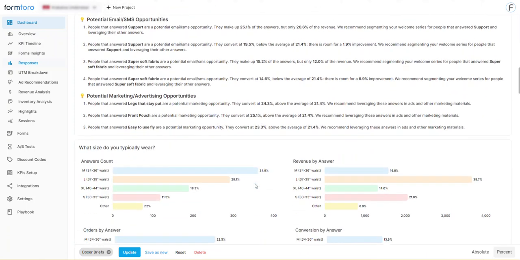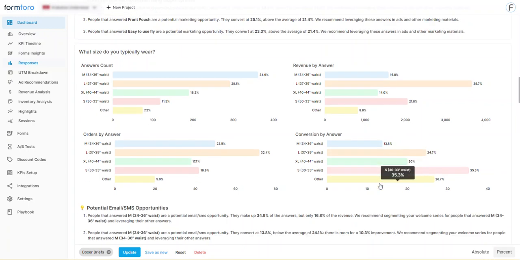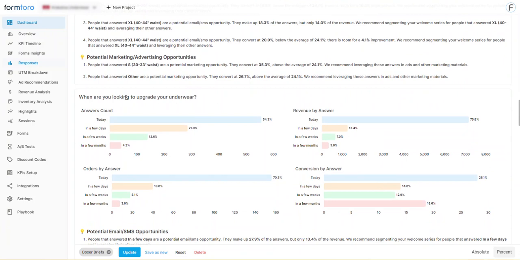So as an email marketer going through this, we're going to pay attention to what these answers say. We're going to pay attention to what these conversion rates are, and we're going to understand how we can better map out journeys. Now, this question is very important. This is a question that we have across all of our forms. When are you looking to upgrade your underwear? 54% said today, and they converted nearly 30%. 30% said in a few days, but they're only at 14%.